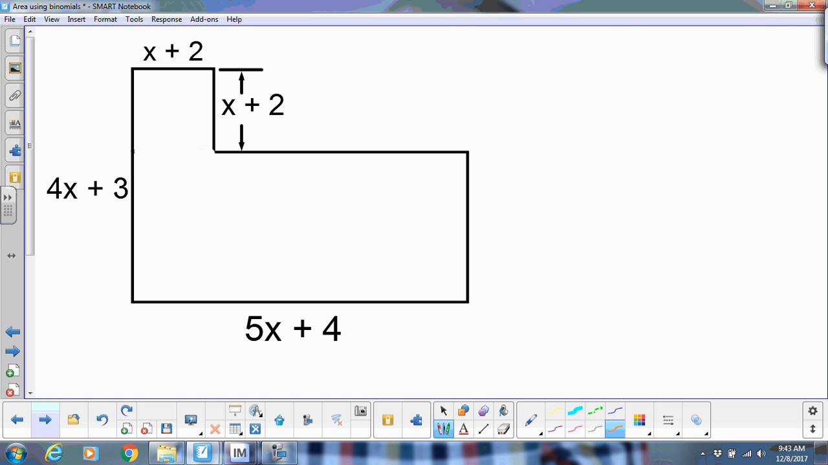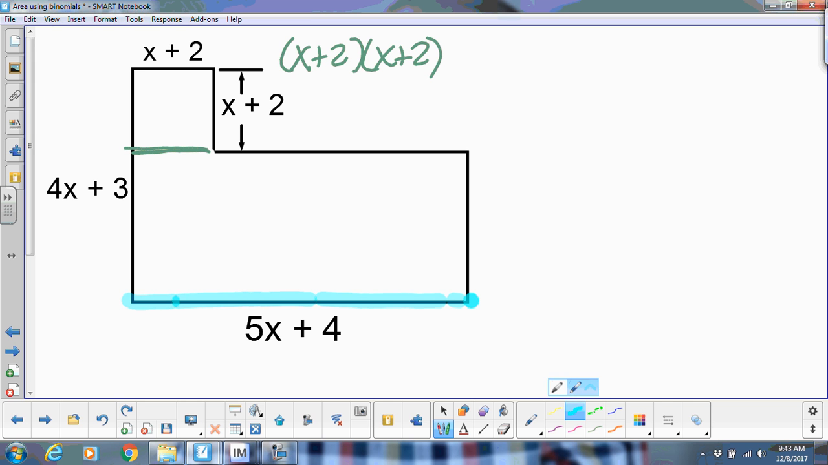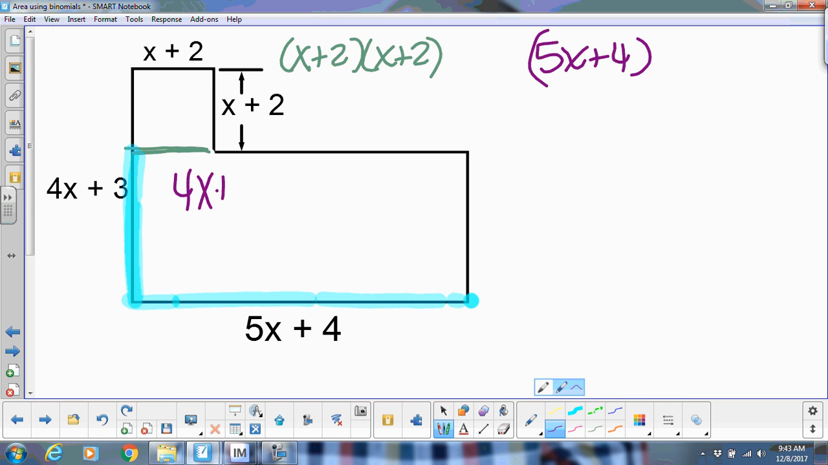All right, let's look at the next one. Small part is going to be what? X plus 2 times x plus 2. All right, large part. We know we need the 5x plus 4, right? And then for this part, we need to take 4x plus 3 and subtract what from it? Thank you. Hey, guess what? Even if you didn't know this time, they're both the same, so you're getting it right.